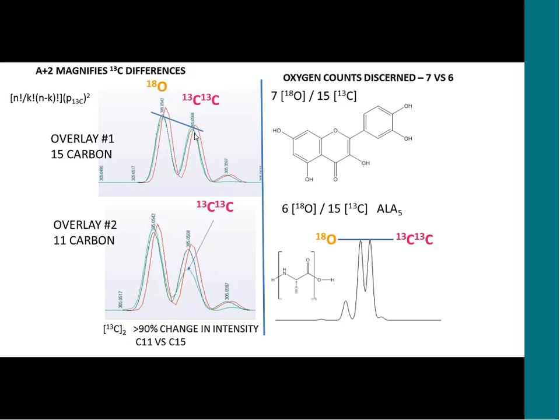So my suggestion is that if you run a few compounds of different carbon to oxygen ratios, you can construct a calibration line and read these tilts if you want to count, literally count oxygen atoms.